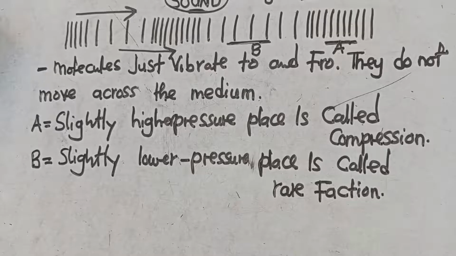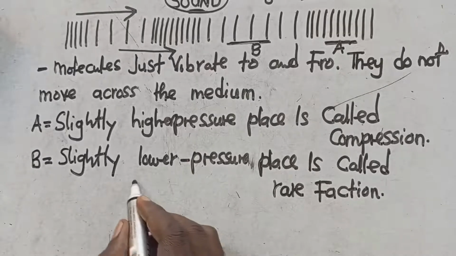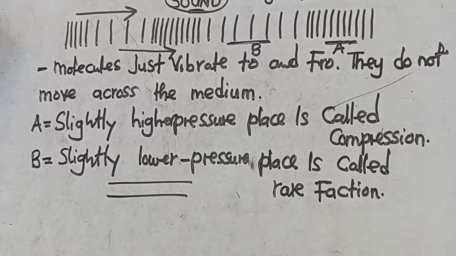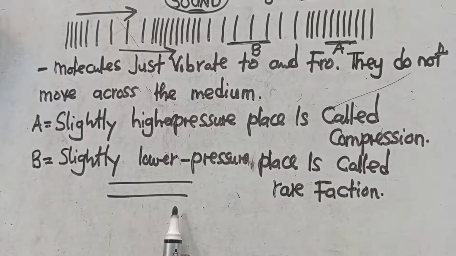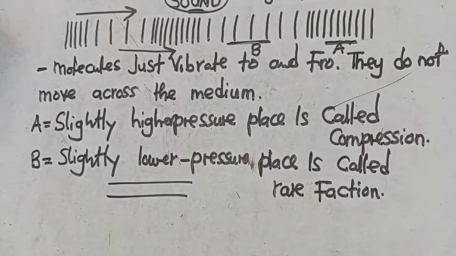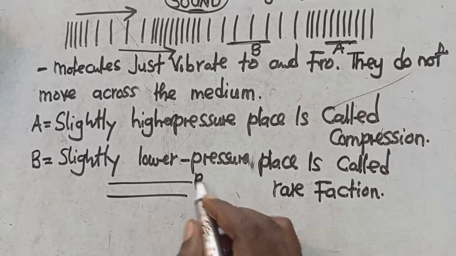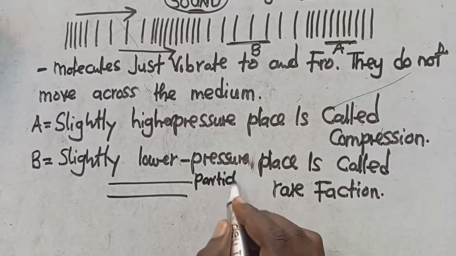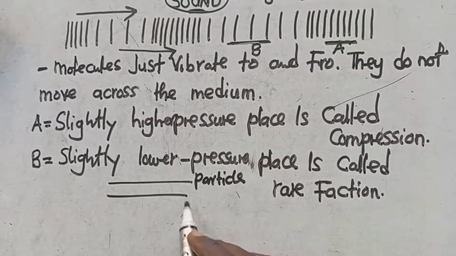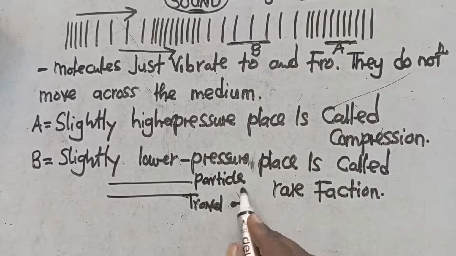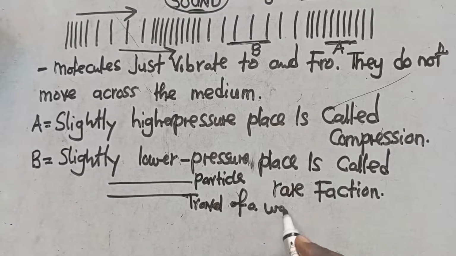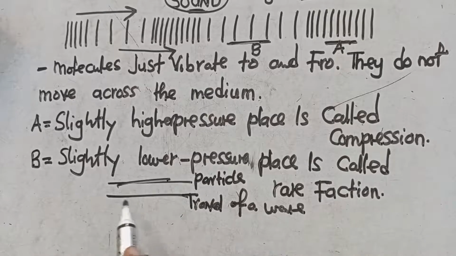So when we say these lines are parallel lines, what we mean is that when lines are like this, these two lines are parallel to each other. So this is a type of wave whose particles, this is a particle, vibrate parallel to the direction of the travel of a wave. So whose particles vibrate parallel?